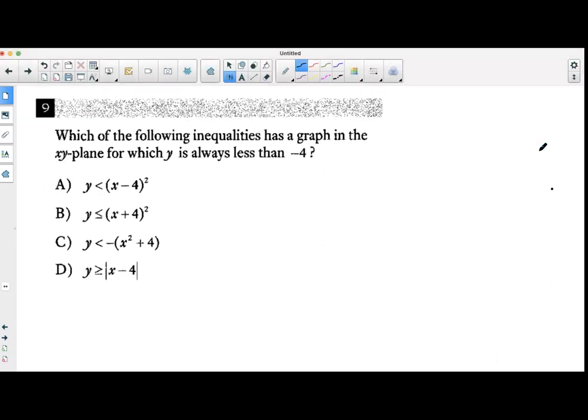All right, which of the following inequalities has a graph in the xy plane where y is always less than 4? Now, y is always less than 4. Then one thing that I want you to remember is this here, guys.